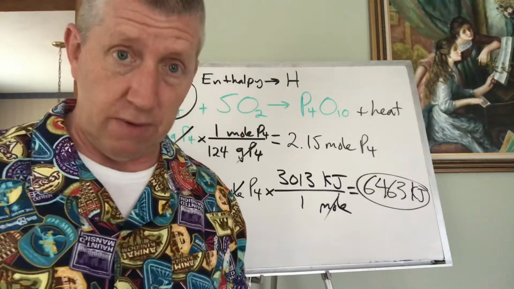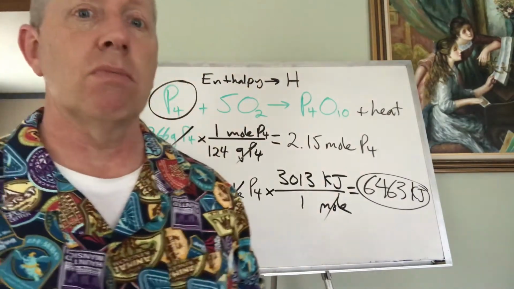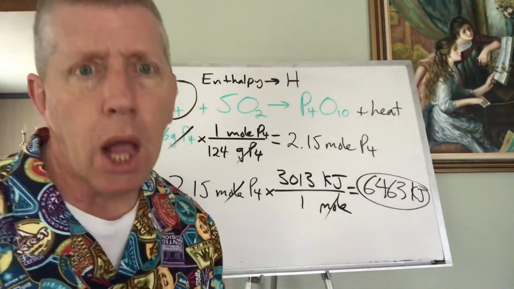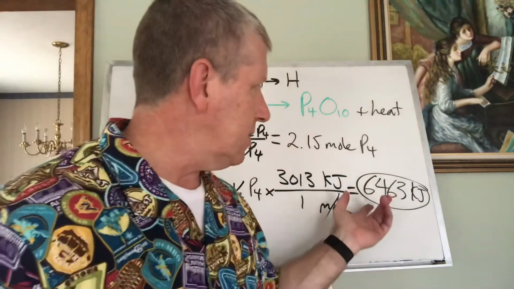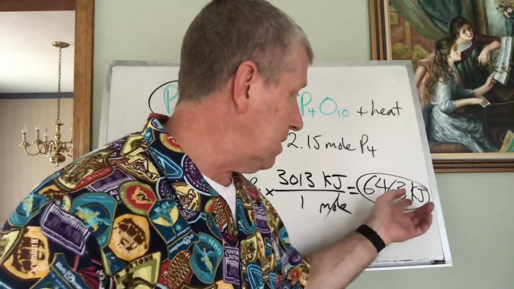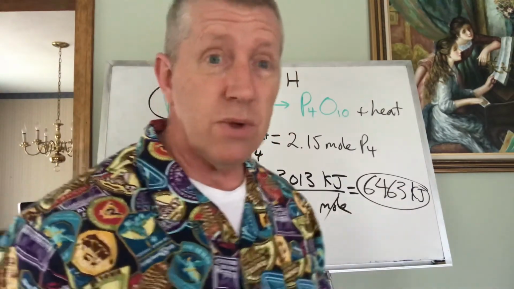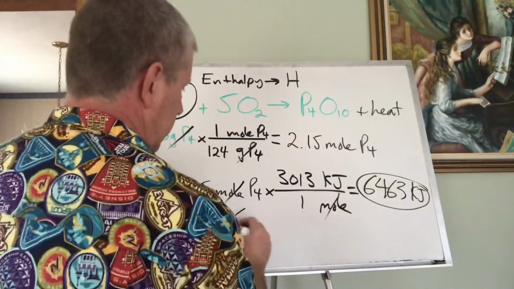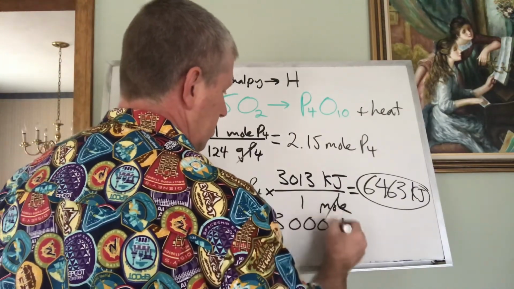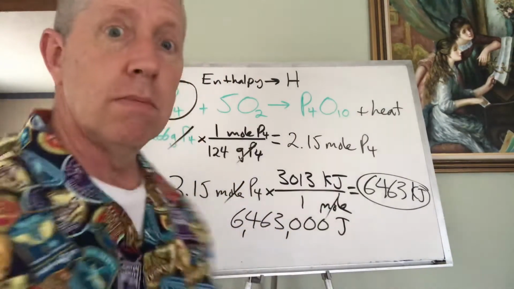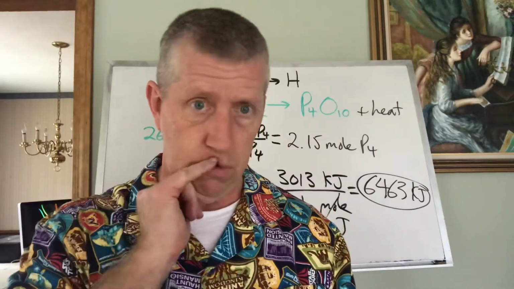Now you might be saying to yourself, so what? What's the answer? What's it mean to me? What do I care? Oh, and just look at that number. That's kilojoules. So how many joules would that be? 6,463,000 joules. 6 million joules.